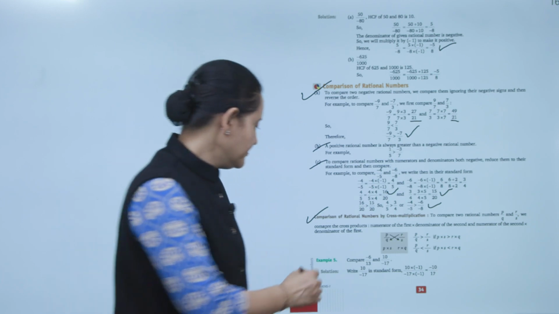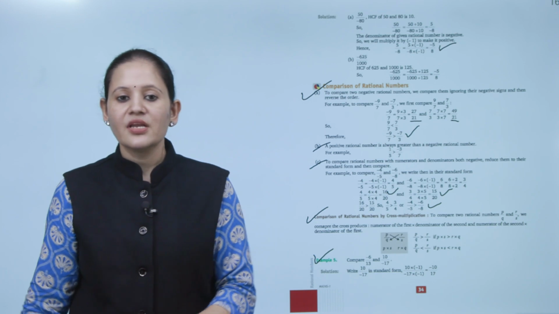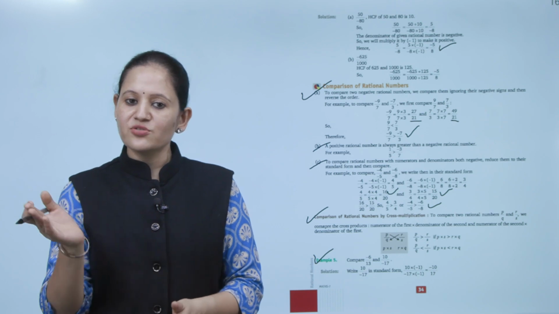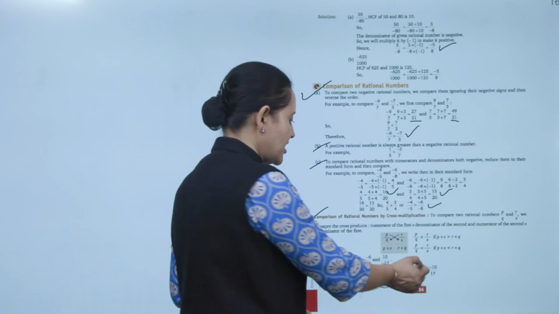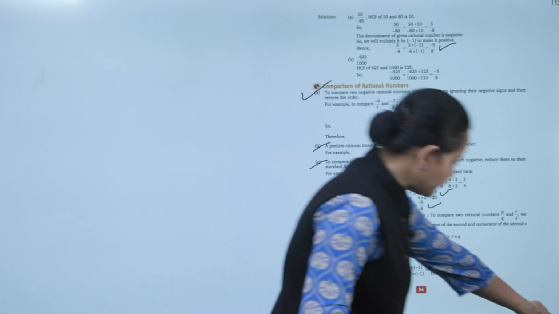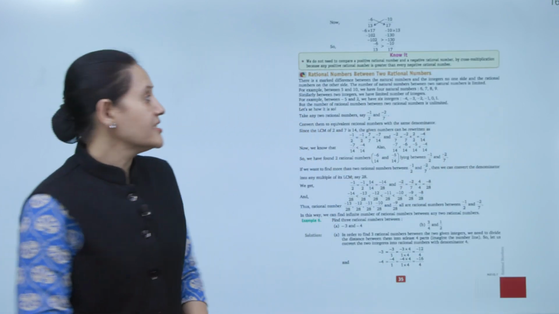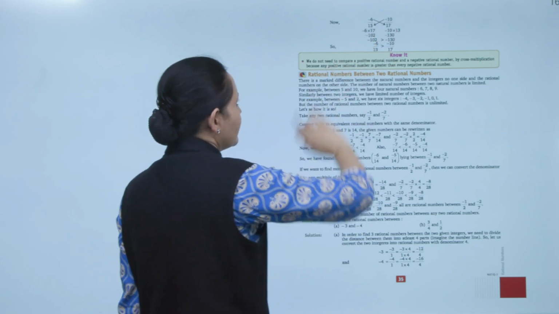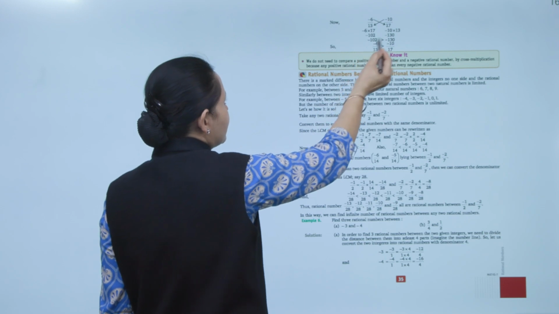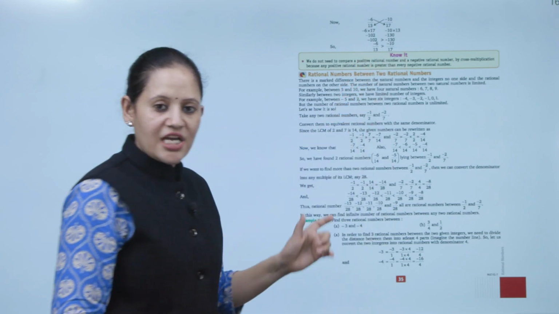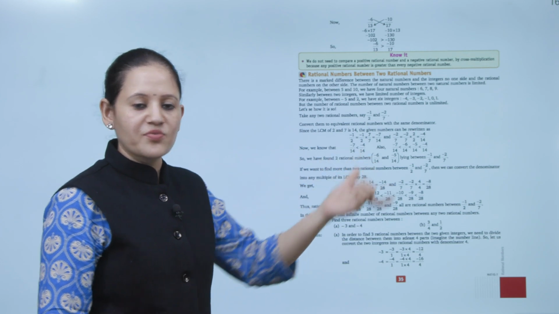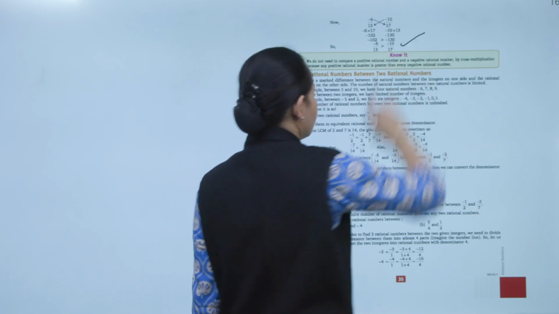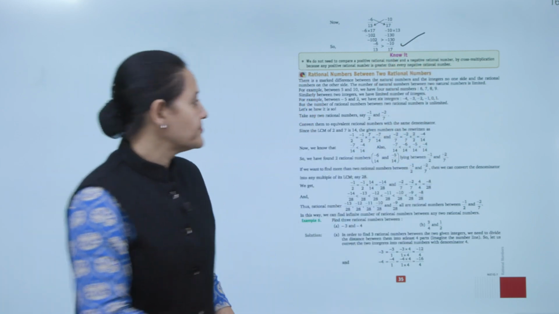Now we'll take an example. Compare minus 6 upon 13 and 10 upon minus 17. First we'll convert them into standard form. So the standard form of the second becomes minus 10 upon 17. Next, we'll cross multiply: minus 6 into 17 and 13 into minus 10. So minus 102 and minus 130. As we know, minus 102 is greater than minus 130. So we can say minus 6 upon 13 is greater than minus 10 upon 17. Clear?